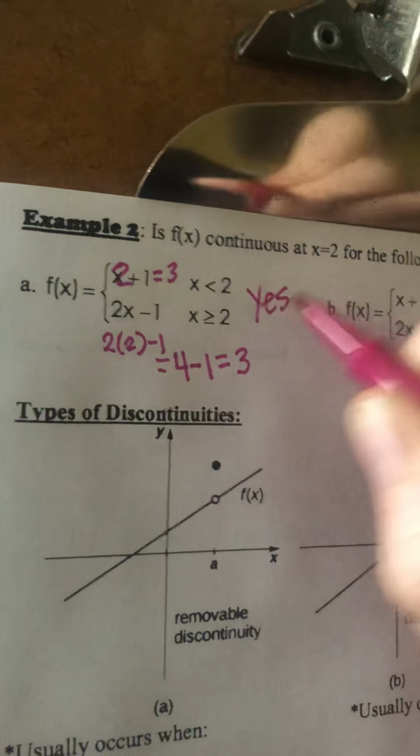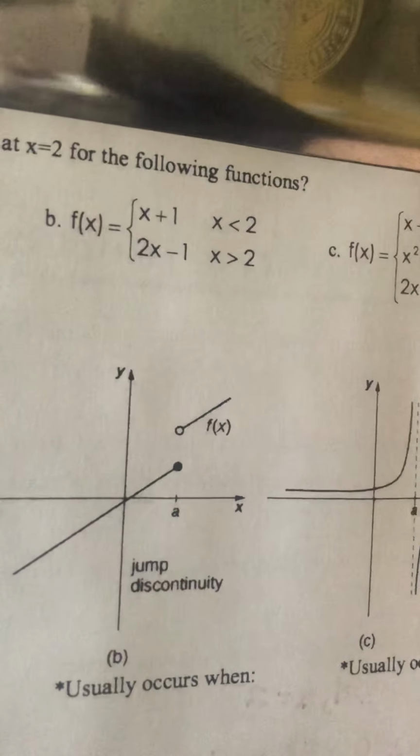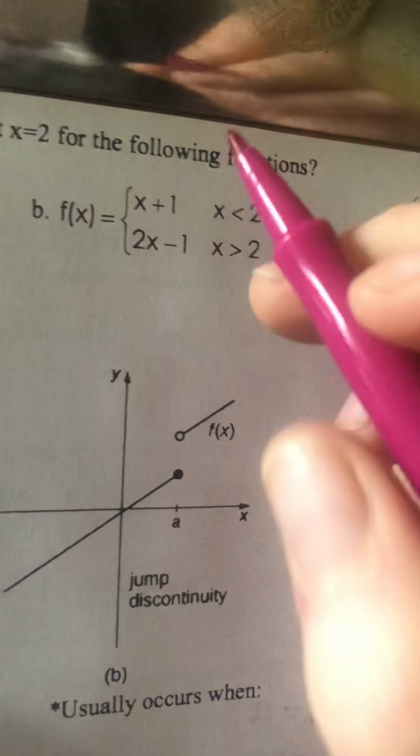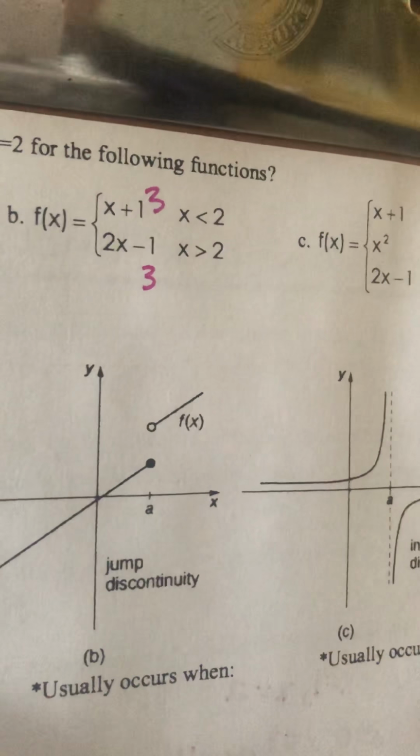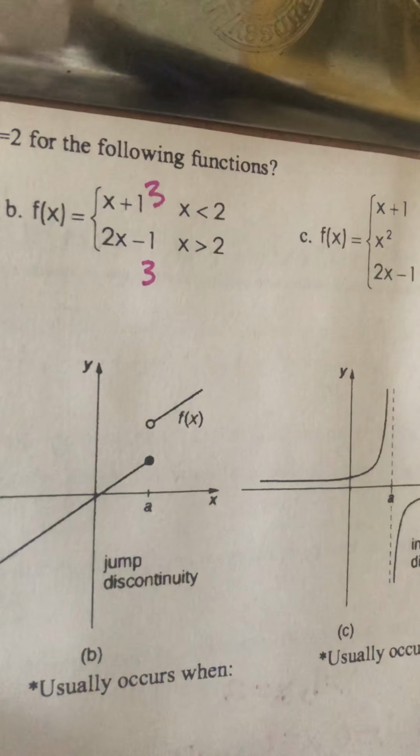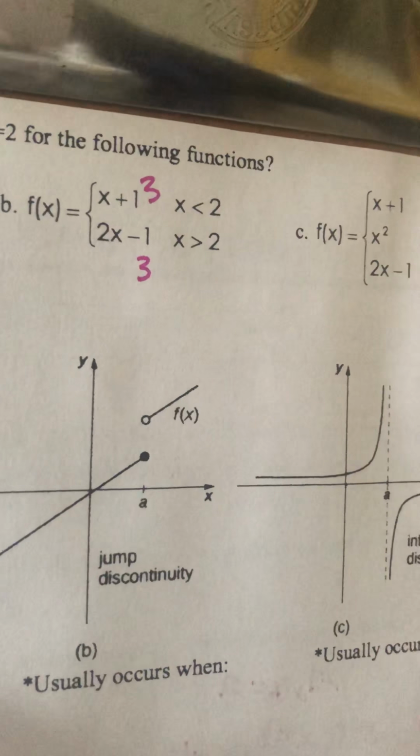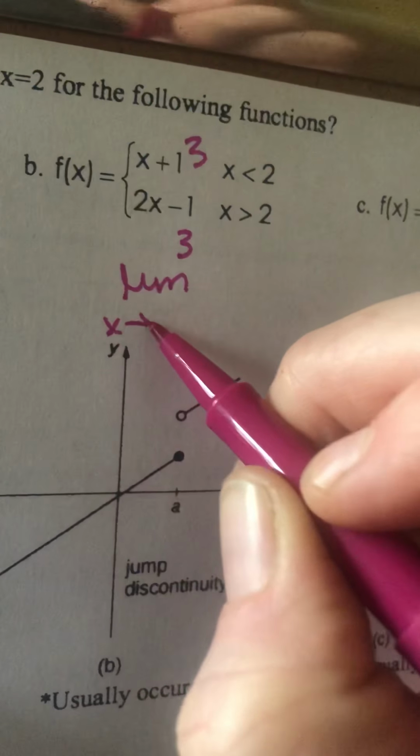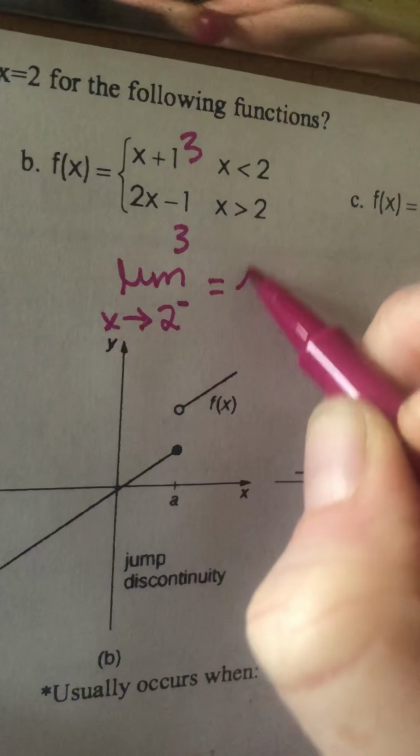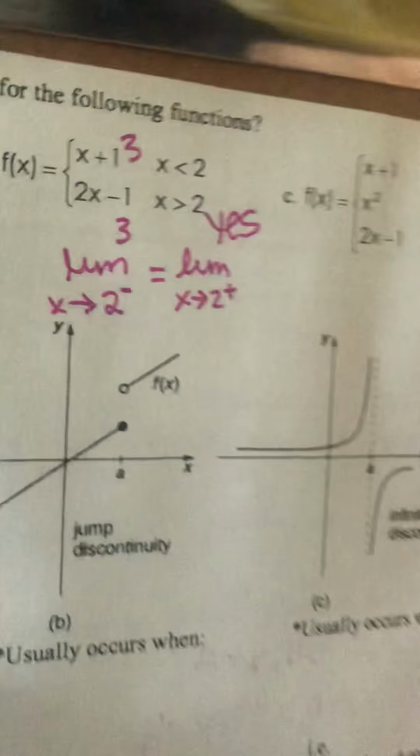So yes for A. B is, we're going to plug in 2 again, so we'll have 2 plus 1, 3, and then 2 times 2 minus 1 is also 3. It's the same thing as A, but one has a less than 2 and one has a greater than 2. We have nothing that's equal. Okay, so the limits on either side are the same though. So limit as x approaches 2 from the left equals limit as x approaches 2 from the right. So therefore, yes, these are continuous.